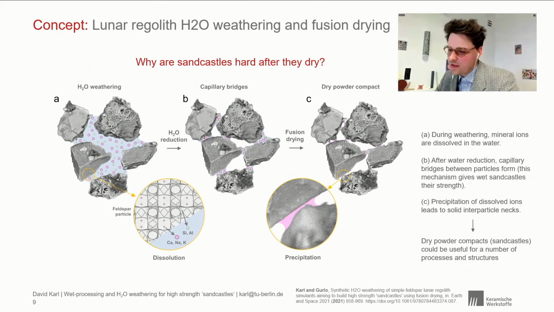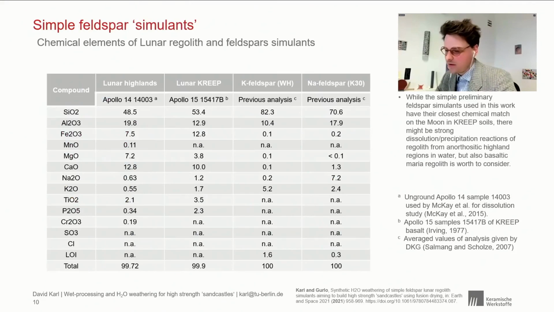What is interesting here is, of course, if you look back at B, these capillary bridges are ideal for various processes, because then you have a mixture that you might even be able to pump and so on. So there's a lot of interesting research questions here.